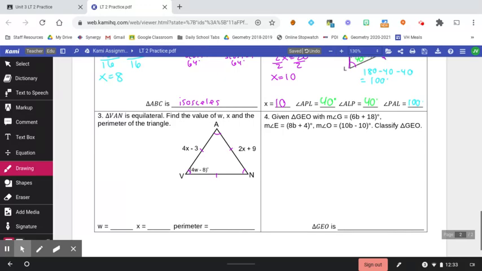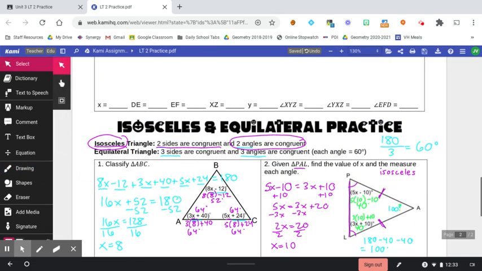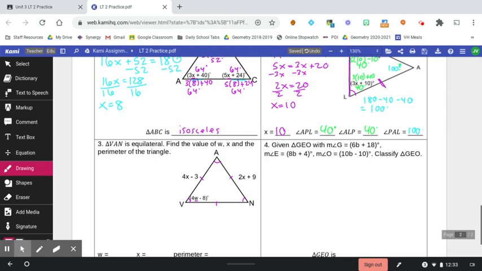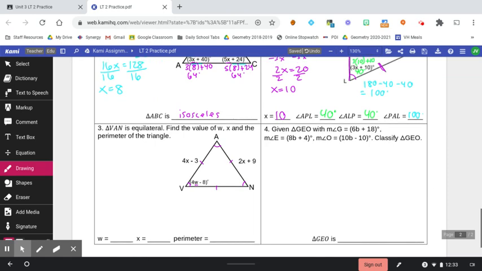W is part of angle V right here, and I know that all 3 angles are equal. I want to use the fact that in an equilateral triangle, all the angles have to equal 60 degrees. That's really important because down here, I don't have anything else labeled on my angles. So I'll label them 60. Then I have an expression 4W minus 8, and I can set it equal to 60. So 4W minus 8 equals 60, and that'll let me solve for W.